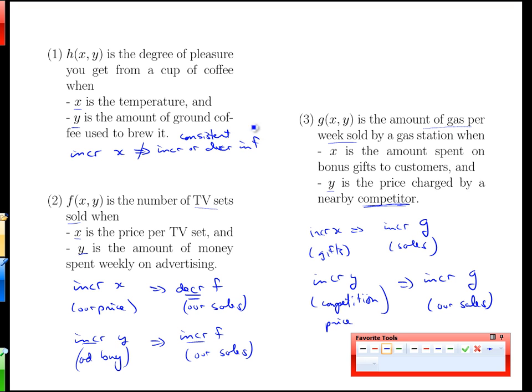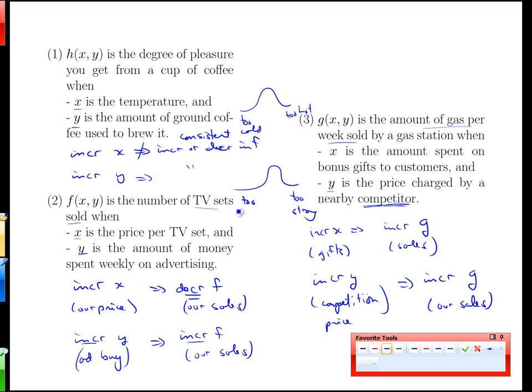What we expect is, as the temperature goes up, we have a range where it's too cold. We don't like that lukewarm cup of coffee. We also don't like the one that burns our mouth, so that's too hot. There's going to be a sweet spot somewhere in the middle. The same applies for the amount of ground coffee, because it can be too strong or too weak.